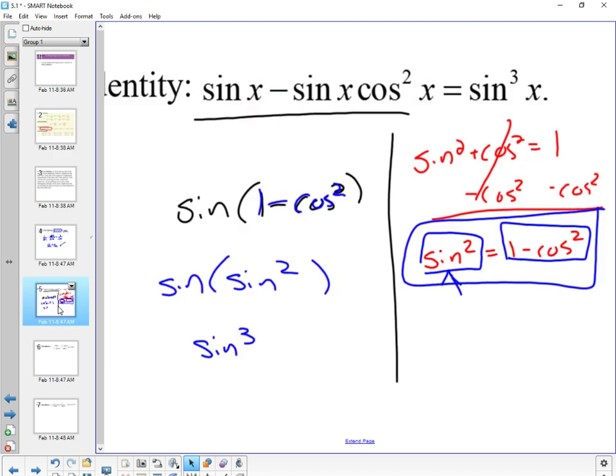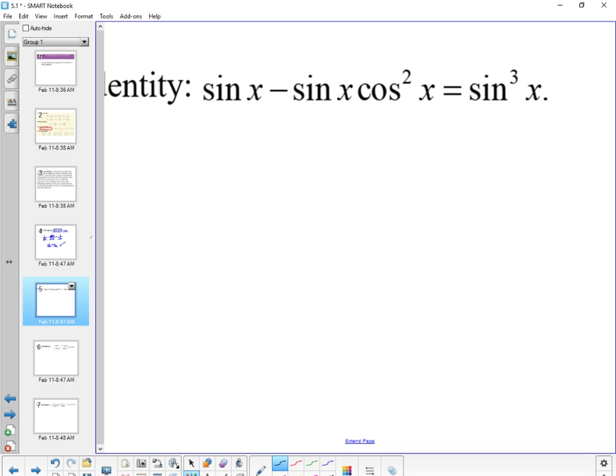So let's get back to here. You have sine x minus sine x cosine squared, so you would take sine out of that and make it sine times 1 minus cosine squared. Can I show you something real quick? I'm gonna do this for you. Are you ready?